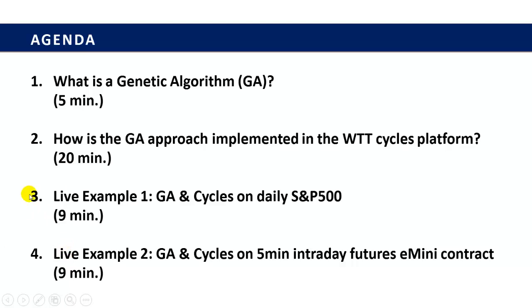genetic algorithm. Then section 3 is one live example to use a genetic algorithm in combination with cycles on the daily S&P 500 index, about 8 to 9 minutes. In the end, we will have a 4th example, another live example, which uses combined cycles and the genetic algorithm on a 5-minute intraday E-mini futures contract, also 9 minutes. So in total about 45 minutes, you will get a complete setup, from the basics of the genetic algorithm and how to use it in a financial platform, up to 2 live examples on how to use it.